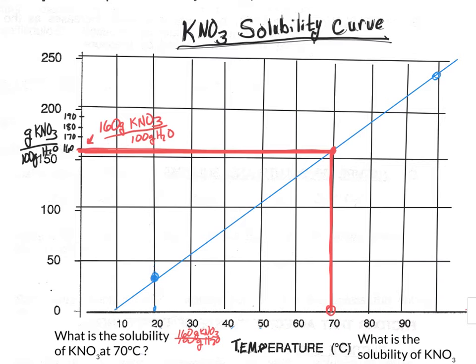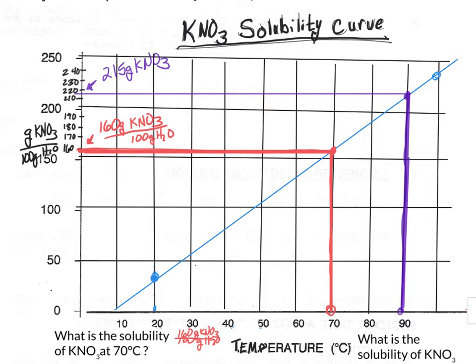At 90 degrees, you go up, you hit the line, and you go across, and I see that it's between 200 and 250, and in this case, it appears to be about 215 grams of KNO3 per 100 grams of water will be dissolved. So that's the basics of finding the solubility for 100 grams of water or solvent. What can you do if you don't have 100 grams, and what else can we do with the solubility curve? So let's see what else we can do.